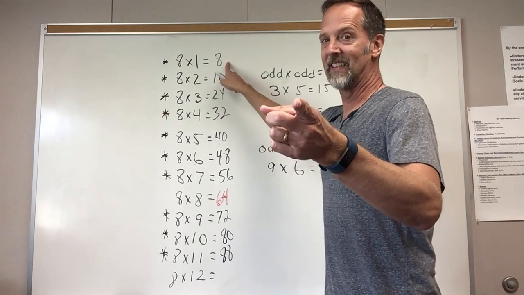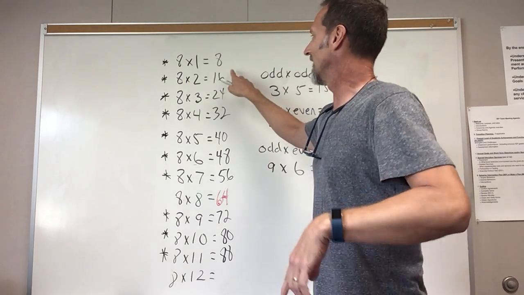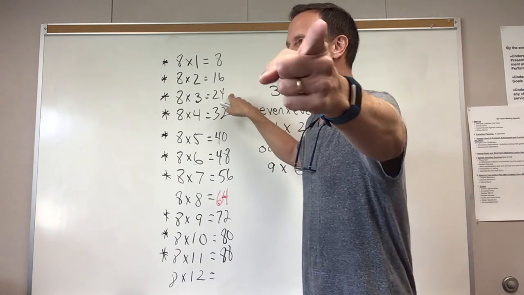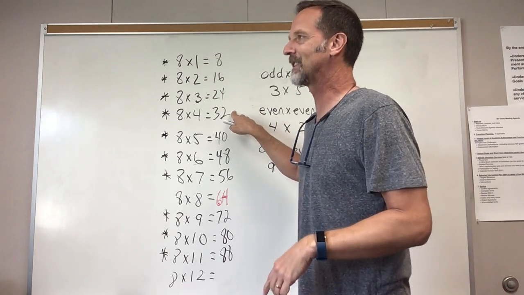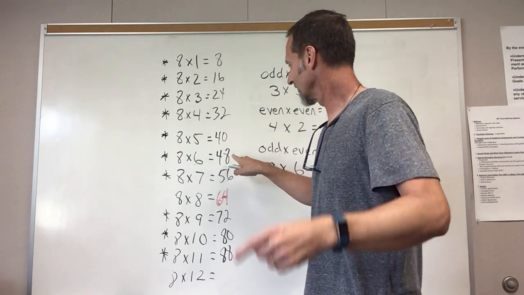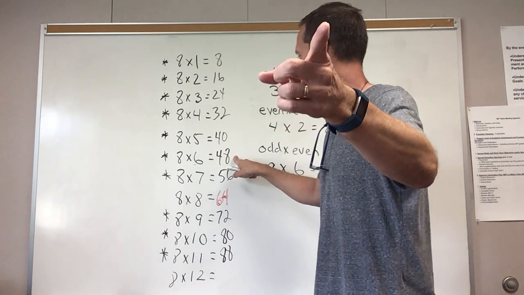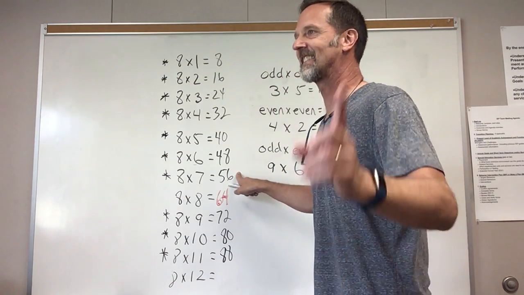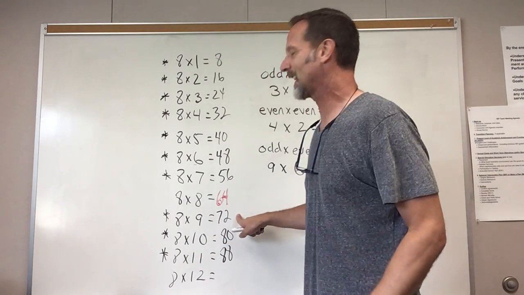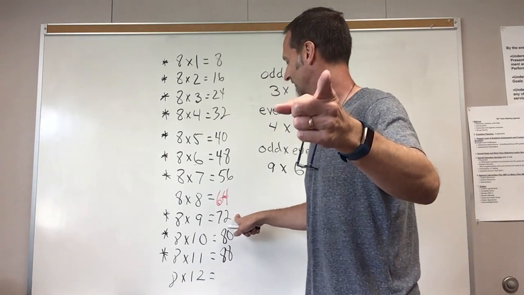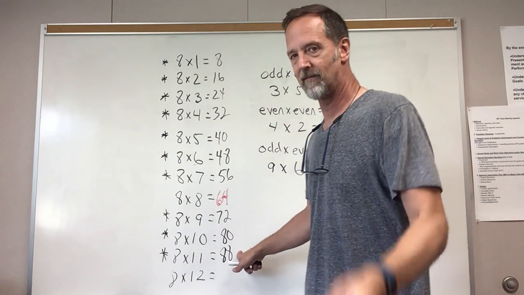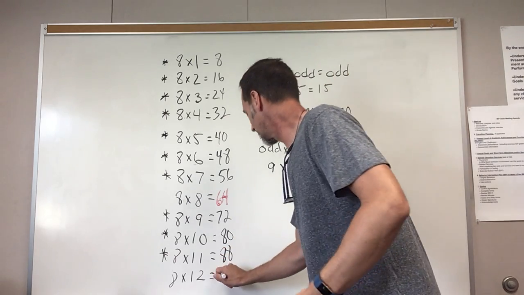You repeat it. 8 times 1 is 8. 8 times 2 is 16. 8 times 3 is 24. 8 times 4 is 32. 8 times 5 is 40. 8 times 6 is 48. 8 times 7 is 56. 8 times 8 is 64. 8 times 9 is 72. 8 times 10 is 80. 8 times 11 is 88. 8 times 12 is 96.